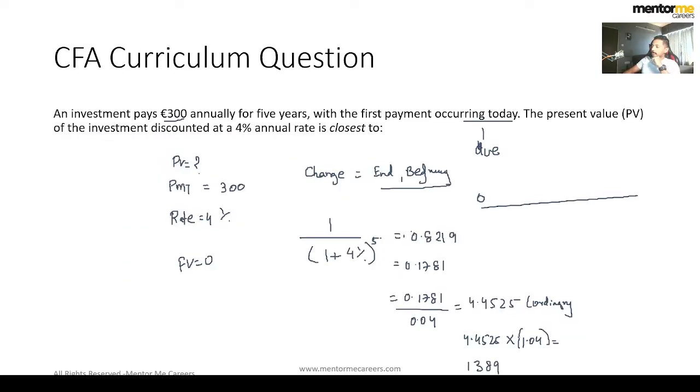Please do understand that the reason why we are multiplying it by 1.04 is because in case of annuity due, we are getting 1 extra period for compounding. That's the reason why we are multiplying by 1.04.